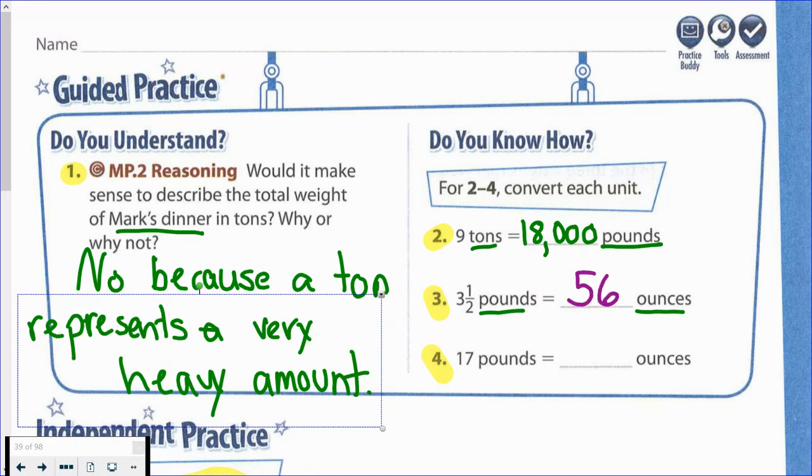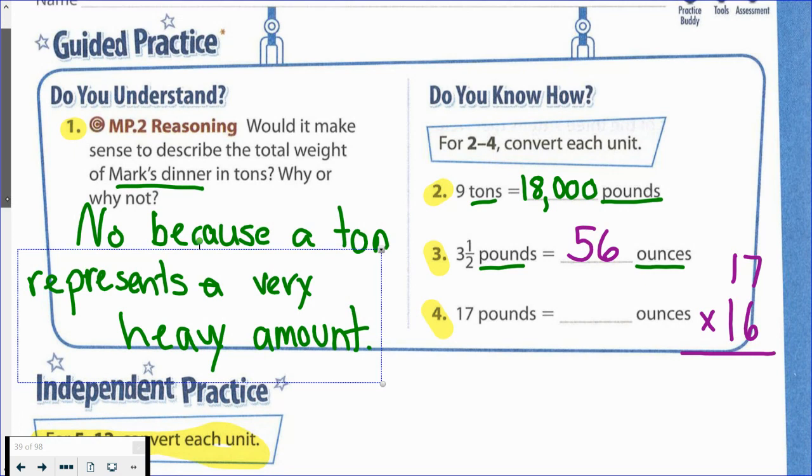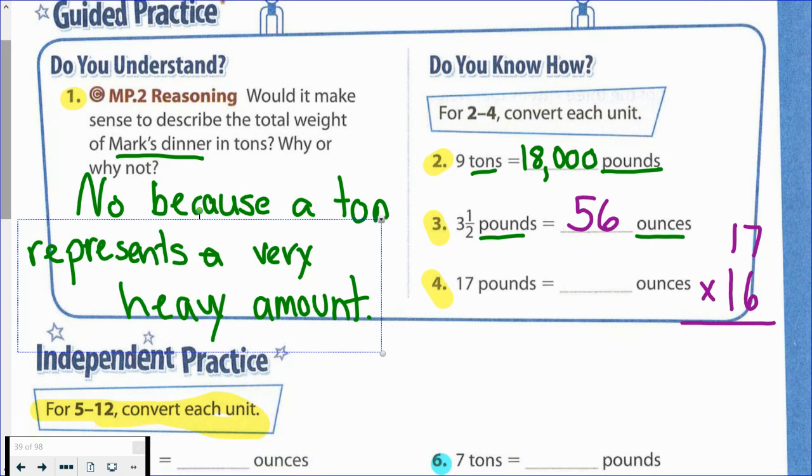Okay? So, number 4, last one we're going to do together in the video. We have 17 pounds. We're going to ounces. So, we know we have 17 pounds. We know there's 16 ounces in each pound. So, we're going to set up a multiplication equation. And guys, remember, you're always allowed to use your calculators. I'm just writing this out because it's easier for me to write it on paper than it is to bounce out of here back to my calculator.